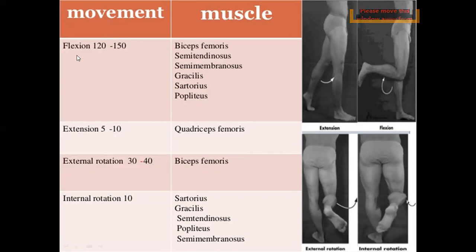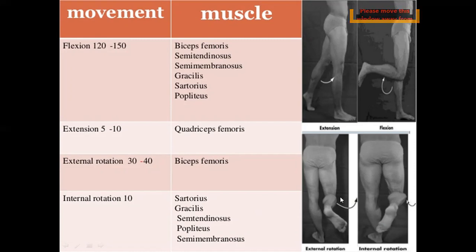So the movements we have are flexion, 120 to 150 degrees, brought about by biceps femoris. Same like these are the muscles which we have at the back of the thigh: semitendinosus, semimembranosus, these three. Then gracilis, sartorius and popliteus help in flexion movement. Extension is brought about by quadriceps femoris, that is the muscles of the front of the thigh.